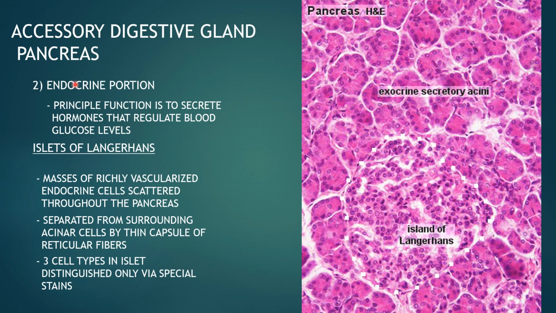So the principal function of the endocrine portion is to secrete hormones that regulate the blood glucose levels. Islets of Langerhans are masses of richly vascularized endocrine cells scattered throughout the pancreas. You can see this is the islet of Langerhans, separated from the surrounding exocrine portion by a small amount of reticular connective tissue. Three types of cells, usually even four types of cells, are present: the A, B, C and D type of the cell, also called alpha, beta and delta type of the cells present in the islets.